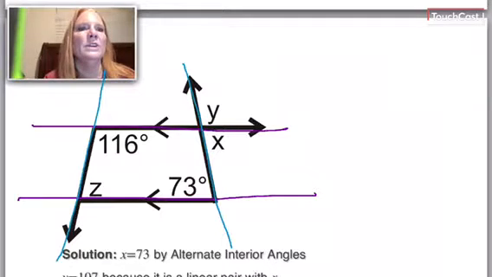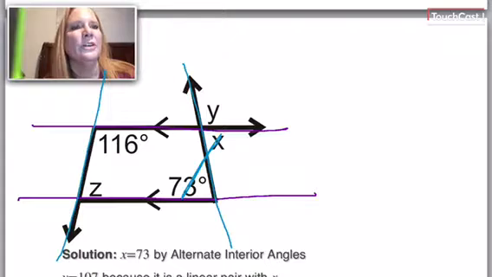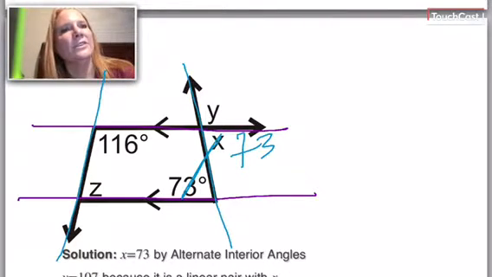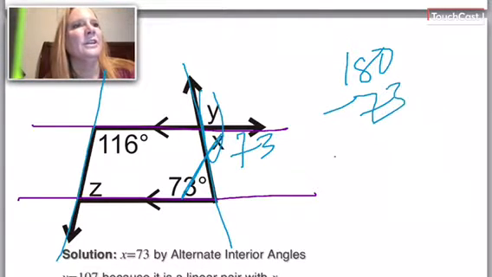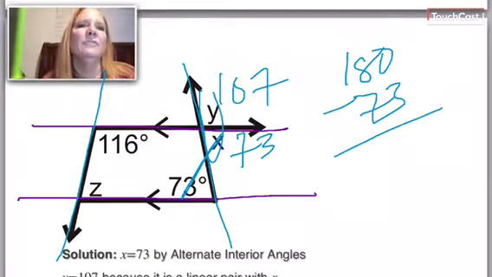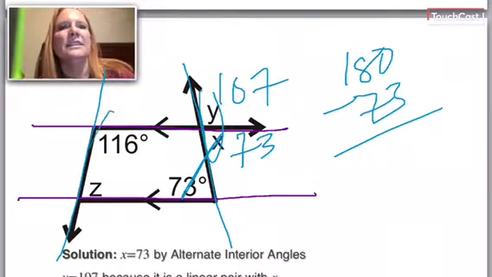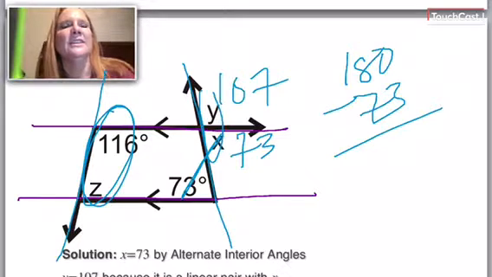Based on that, we can see that x is an alternate interior angle, so it is 73 degrees. Angle y and x form a linear pair, so 180 minus 73 is 107. And then if we look over here at z, we can see same side interior angles. So 180 minus 116 is 74 degrees.